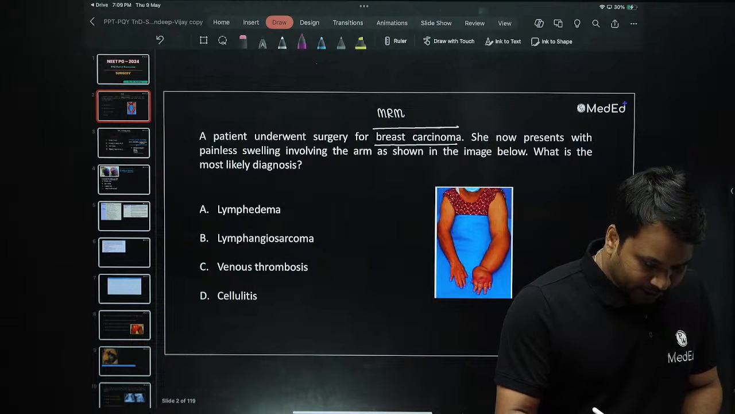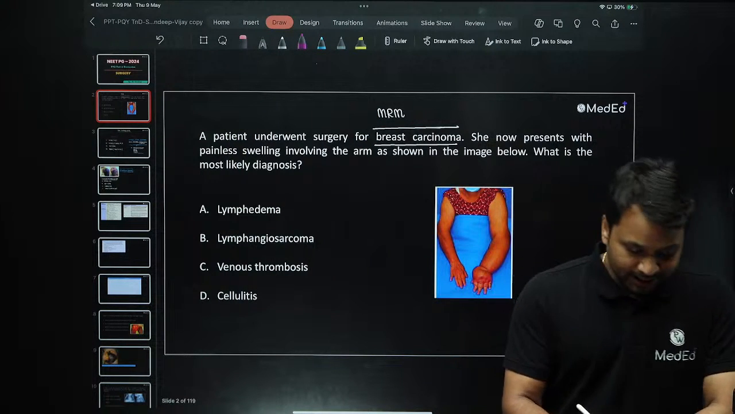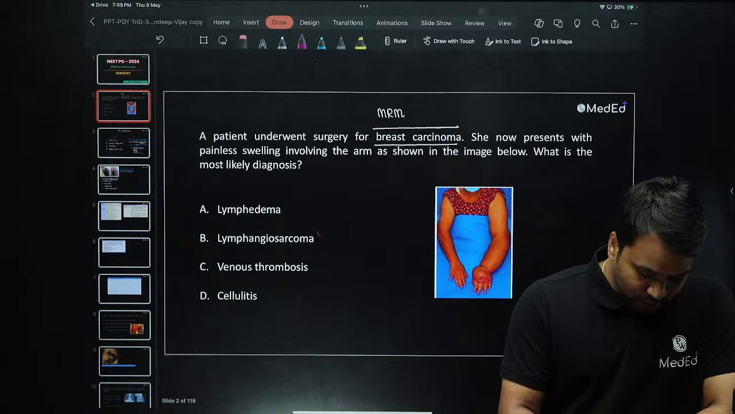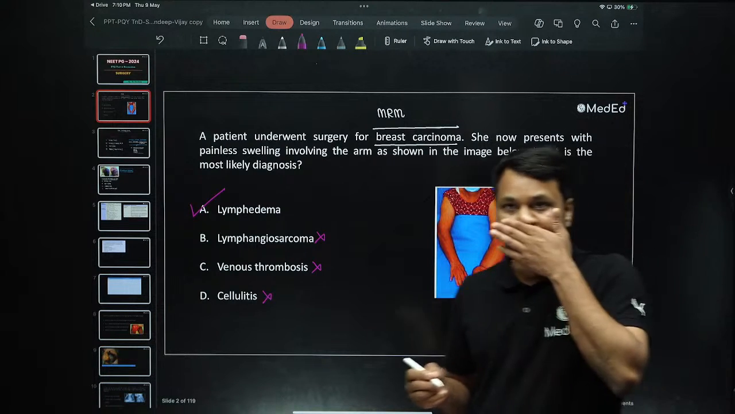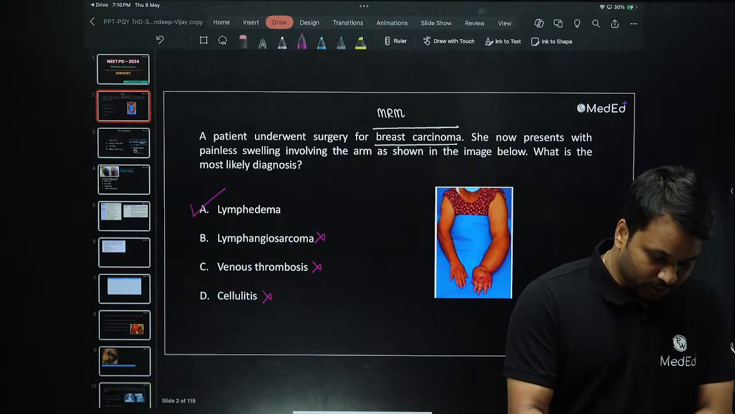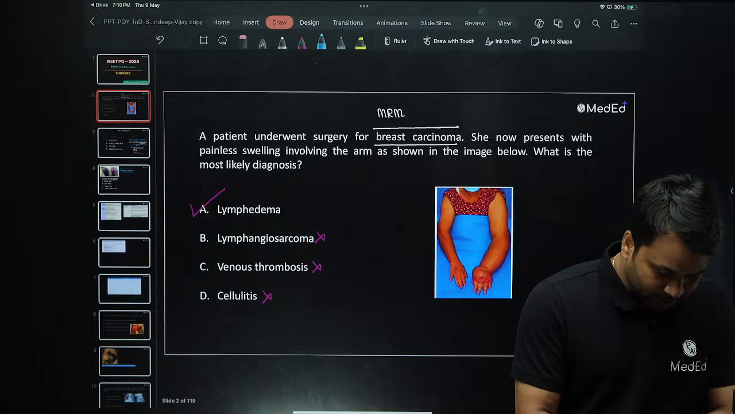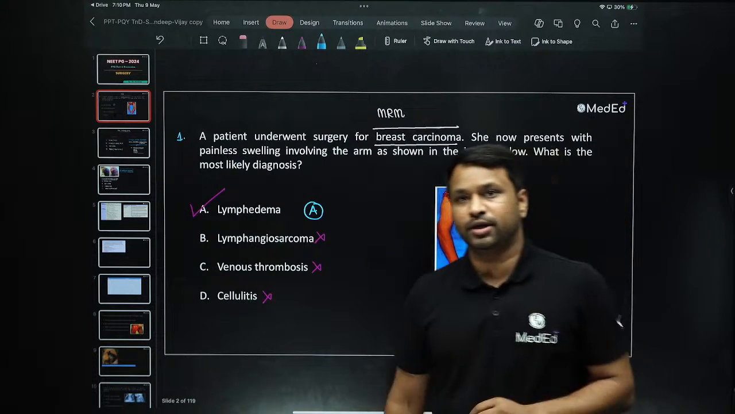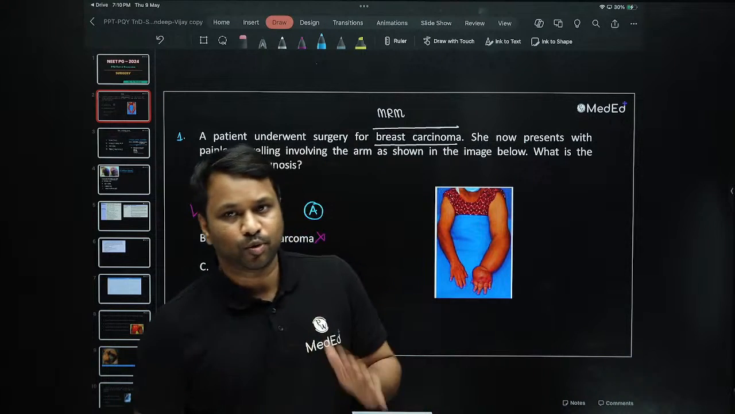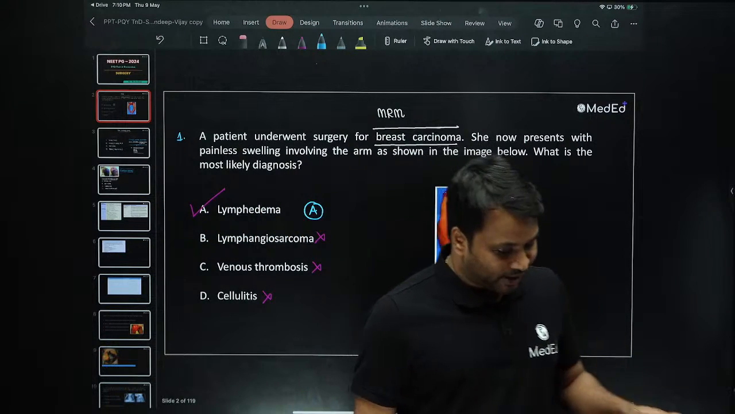Now, in our question, what is your diagnosis? It is not a lymphangiosarcoma, it is not a venous thrombosis, it is not a cellulitis, it is going to be lymphedema. It's a post-operative lymphedema that you're looking at. So, the answer to this question, that is question number 1, is going to be A for Ahmedabad, right? So, that's your answer. It's a post-operative lymphedema because of axillary dissection.